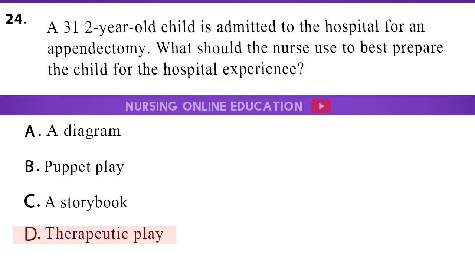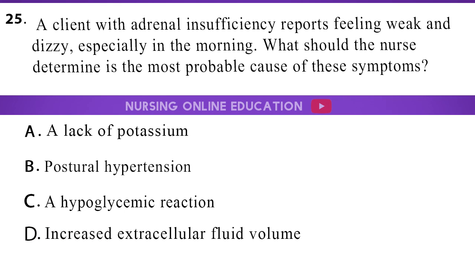The answer is option D, therapeutic play. 25. A client with adrenal insufficiency reports feeling weak and dizzy, especially in the morning. What should the nurse determine is the most probable cause of these symptoms? A. A lack of potassium. B. Postural hypertension. C. A hypoglycemic reaction. D. Increased extracellular fluid volume.